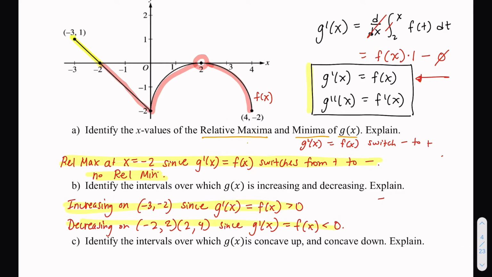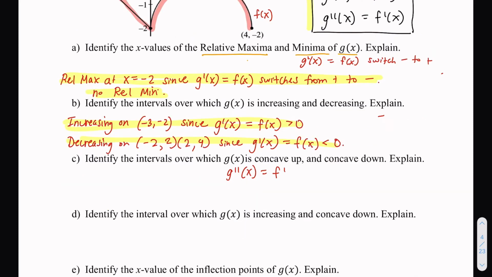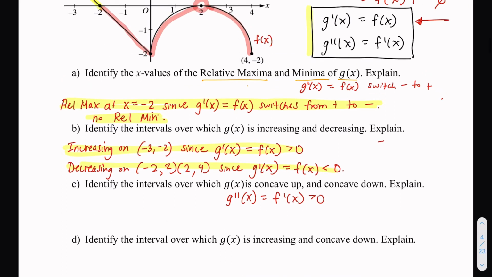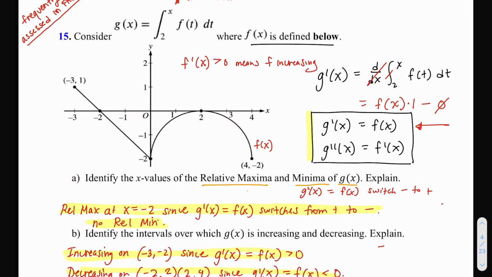All right, part C. Identify where g is concave up. G would be concave up where g double prime is greater than 0, but g double prime is really f prime, where g double prime, which is f prime, is greater than 0. Okay, that'll be concave up. And then concave down where g double prime, which is f prime, is less than 0. So we're going to be concave up where f prime is greater than 0, means that the slopes of f are positive. That means that f is increasing.